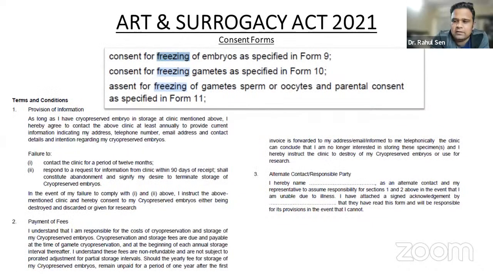Yeah, and there have been a few consents mentioned in the act as well, for the freezing of embryos and gametes. There was a different consent under which a minor or an adolescent can freeze their gametes with the help of parental consent. Pranay, can you please highlight the consent part? What must one take care of while filling the consent as per the latest guidelines that are being mentioned?